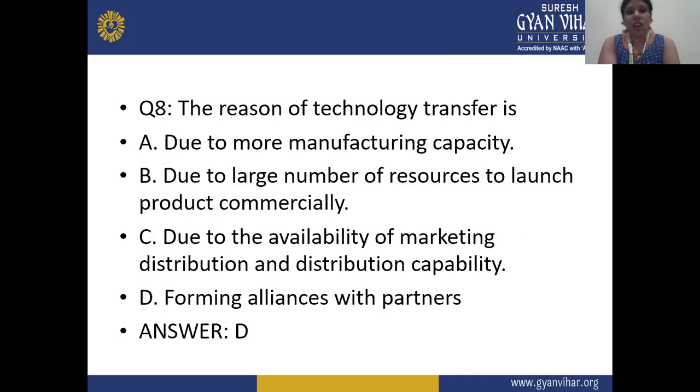Next is the reason of technology transfer. First one is due to more manufacturing capacities, we can do the technology transfer. No. Due to large number of resources to launch product commercially. No. Due to the availability of marketing, distribution capabilities. No. Last is forming alliance with the partners. Yes, answer D is correct. That is, the reason of technology transfer is forming alliance with the partners. Yes, answer D is correct.